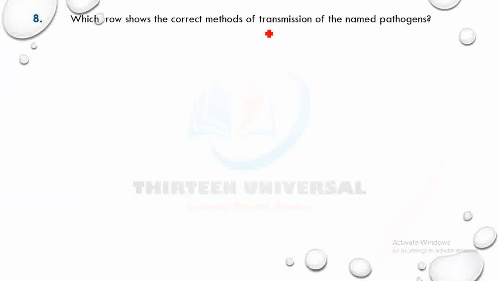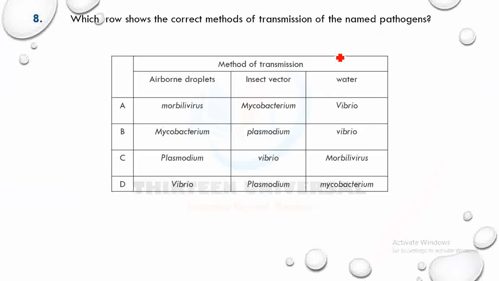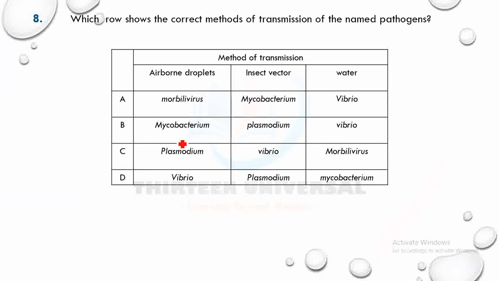Which row shows the correct method of transmission of the named pathogen? Method of transmission, airborne droplets. Which one is airborne? Morbillivirus, of course. The measles can be airborne. Mycobacterium tuberculosis, airborne. No, Plasmodium is not airborne. Vibrio is water. Plasmodium is through a mosquito feeding on an uninfected person. Insect vectors, it's not this. So you know where our answer is. Vibrio is water, so the answer is B.